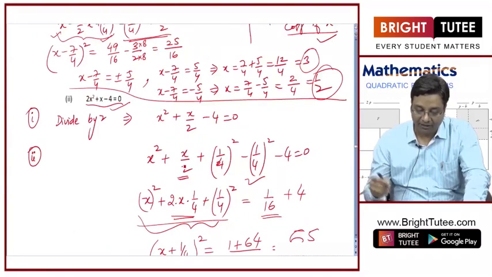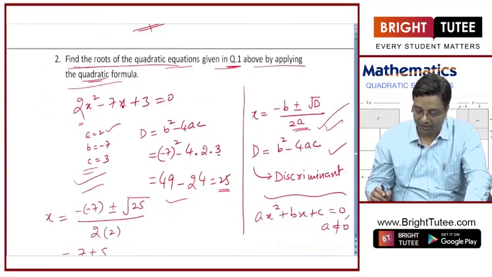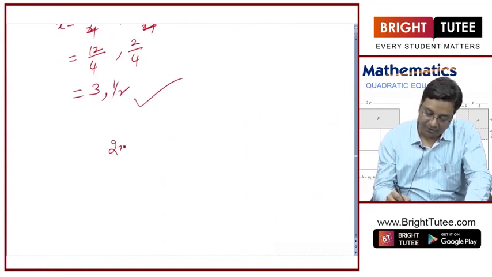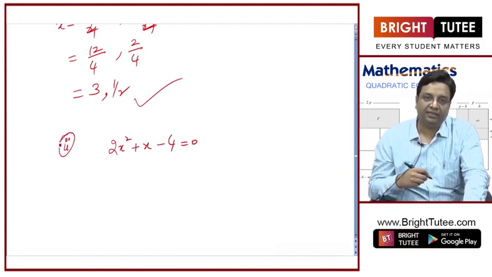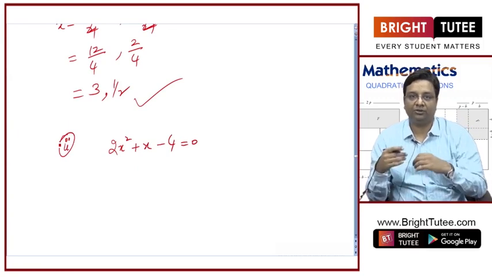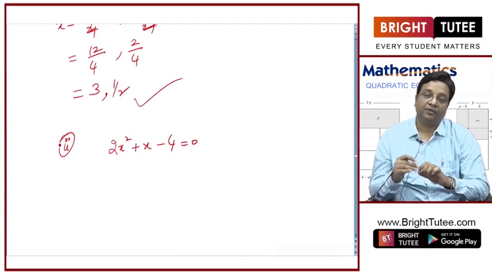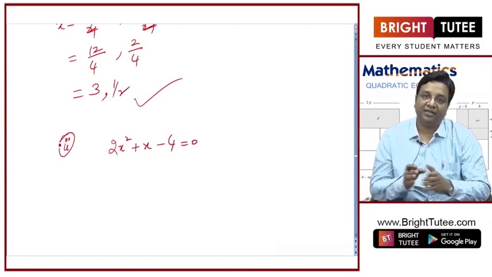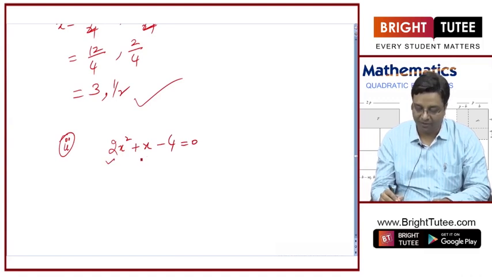What was the second part? It was 2x square plus x minus 4 equal to 0, right? So I don't have to show every question to you. You can do these questions by yourself, but let me show this example also, where you just need to identify the values of a, b, c and d. A is nothing but 2, b is nothing but 1, c is minus 4 here.